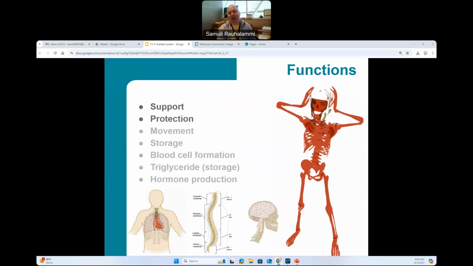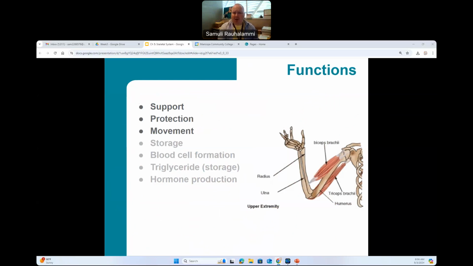It provides for everything else in the body the framework to build from. We also end up seeing that the skeletal system serves an important role of protecting many soft organs. So, for example, we see that the skull protects the brain inside it. We see the spinal cord being protected by the vertebral column, and then vital organs like the heart and lungs being enclosed inside the rib cage. So a lot of protective functions that we see there.